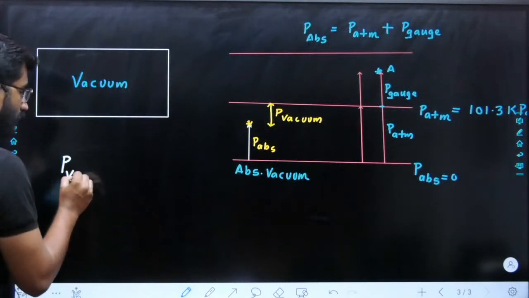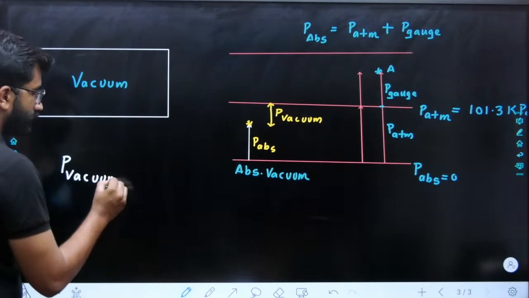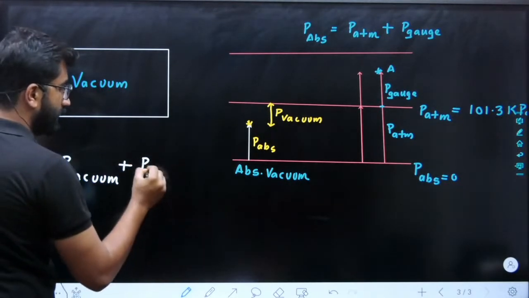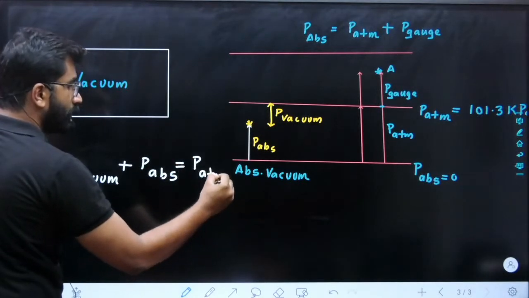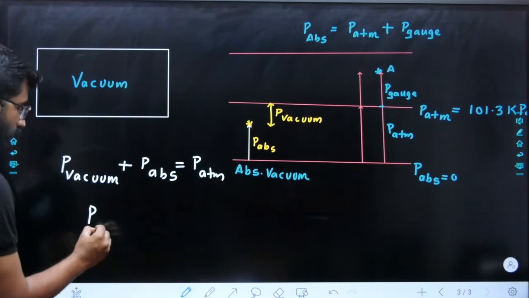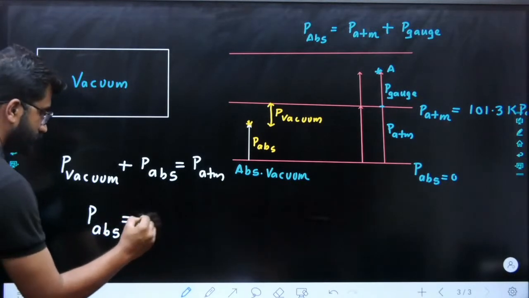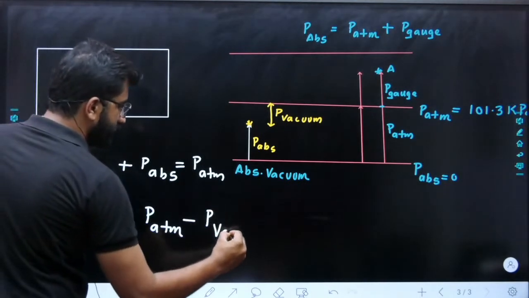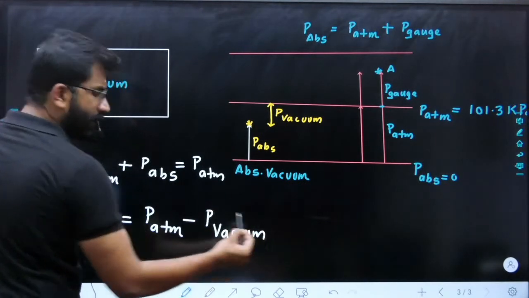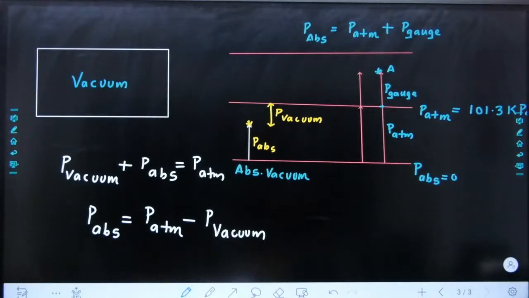Your P vacuum plus your P absolute will give us total atmospheric pressure. Or your absolute pressure will be equal to atmospheric pressure minus vacuum pressure. So no need to remember any formula. Remember this diagram, and you should be able to solve all the questions. Easy. So understand these things.